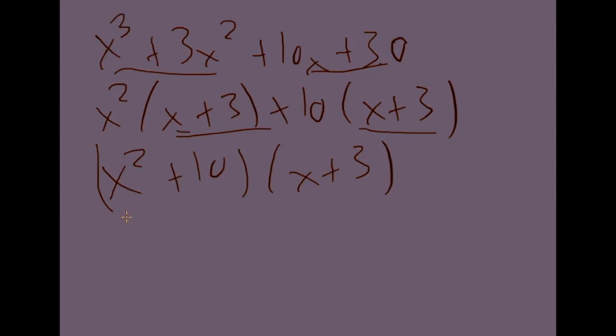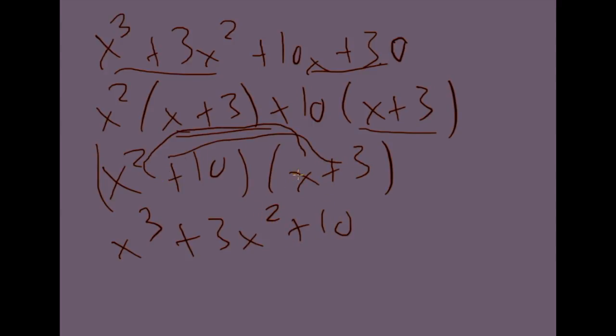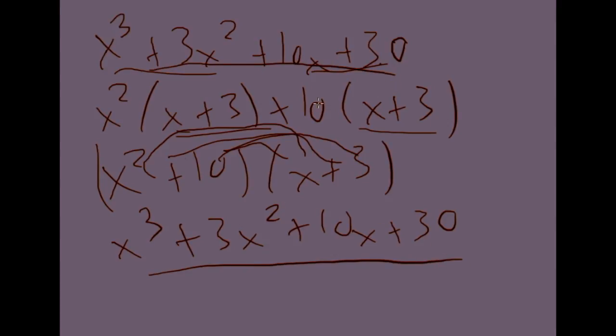And let's check our work. You don't have to do this every time, but this is just good practice. X to the third plus 3x squared, these two, and then plus 10x plus 30. You can see that is equivalent. So the grouping works. Okay.